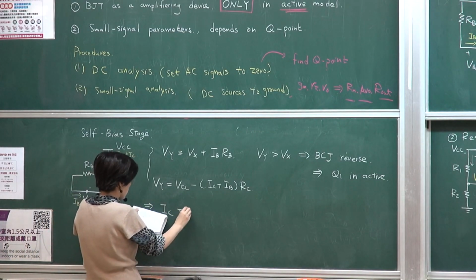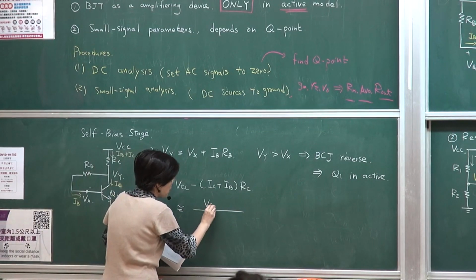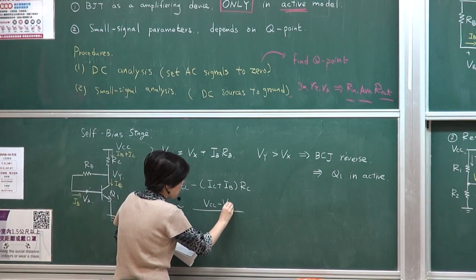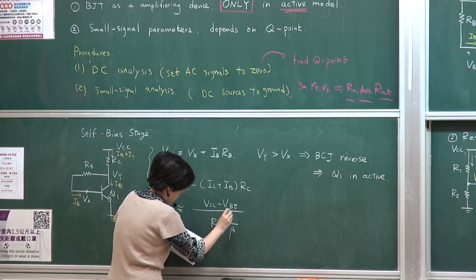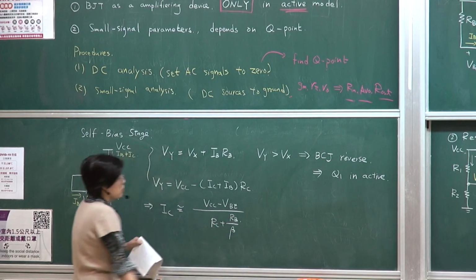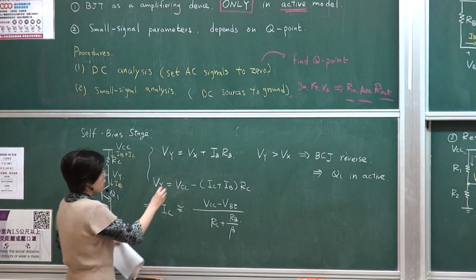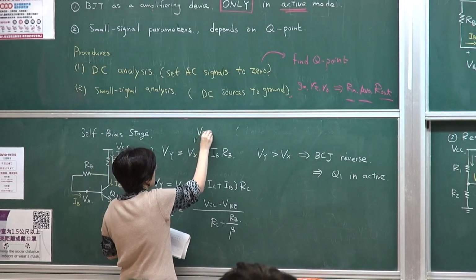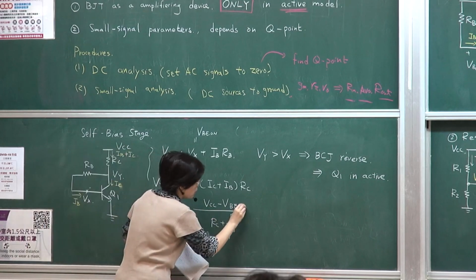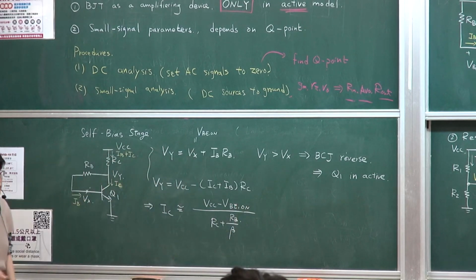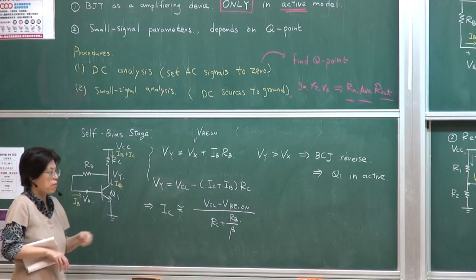So let me simply write down the approximate IC. Ignoring the base current, it will simply be VCC minus VBE plus C over beta. Okay? Through these two equations, and Vx equals VBE, if you're using the constant voltage model, then you can set your collector current through this equation.